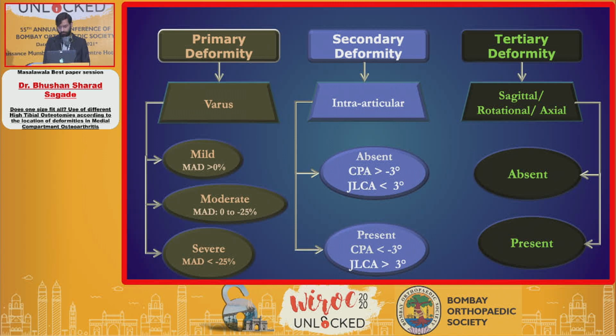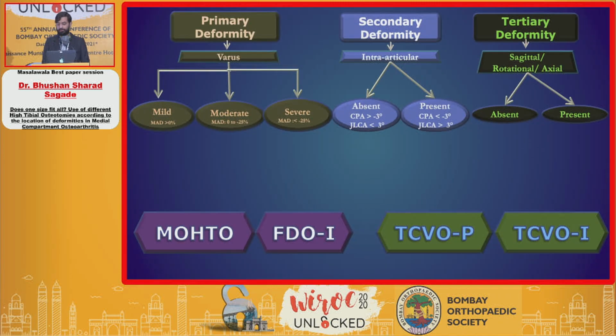To summarize, based on our extensive measurements and analysis, I conclude that a MO-HTO is ideal for mild varus without any associated deformities in the secondary and tertiary categories. The FDO-I is ideal for moderate to severe varus deformities, but cannot treat associated intra-articular deformities and can tackle tertiary deformities. The TCVOP is ideal for moderate varus with associated intra-articular deformities, but does not tackle tertiary deformities, and the TCVO-I can be reserved for the most severe deformities in all the 3 categories.